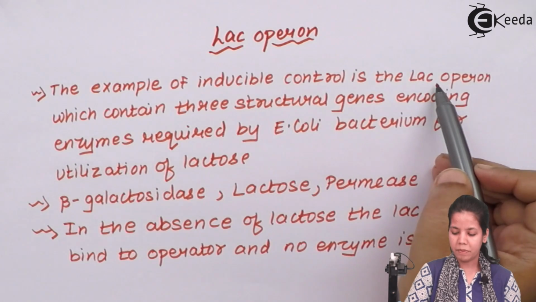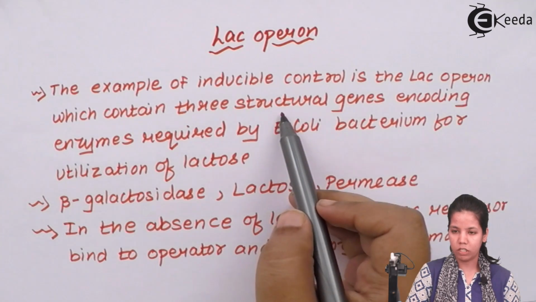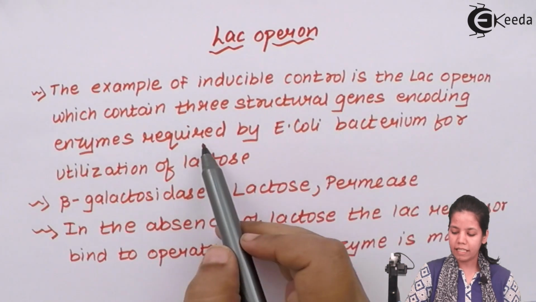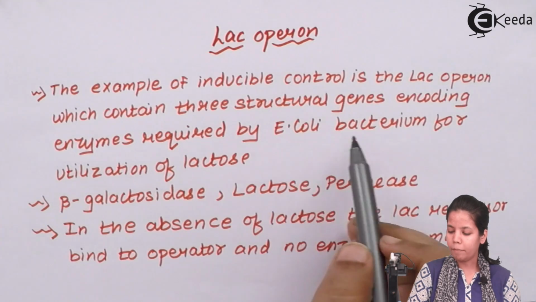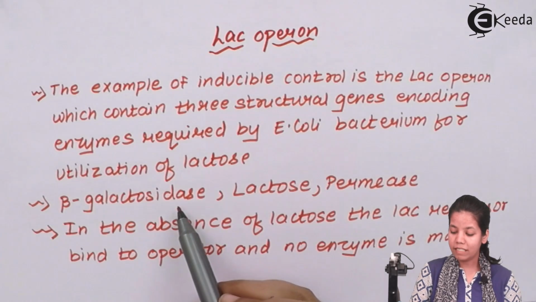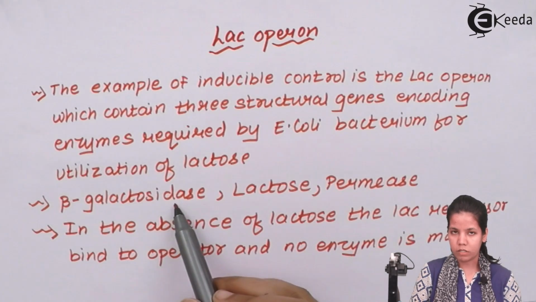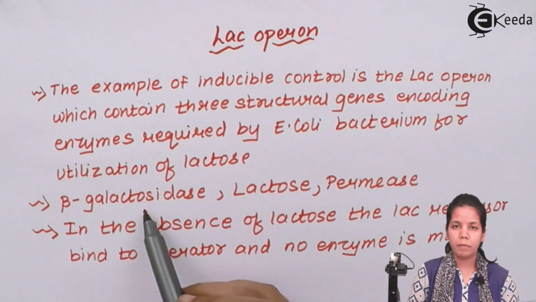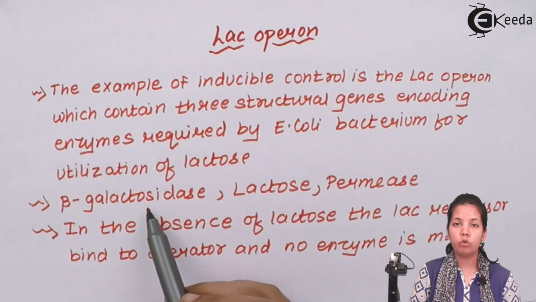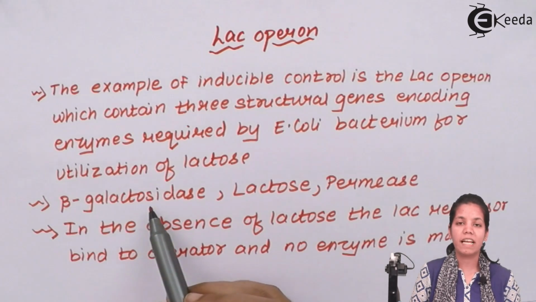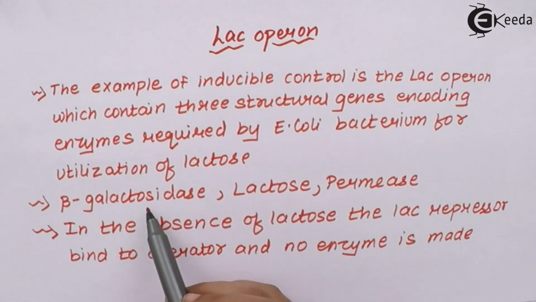Now, Lac Operon basically contains three structural genes, which are LAC-I, LAC-Z and LAC-Y, which encode the enzymes required by the E. coli bacterium for utilization of lactose as a food source. The enzymes formed are beta-galactosidase and lactose permease. Beta-galactosidase helps to convert lactose into a usable form of sugar, which is glucose, and lactose permease allows lactose to gain entry inside the bacterial cell, so that conversion can be done.